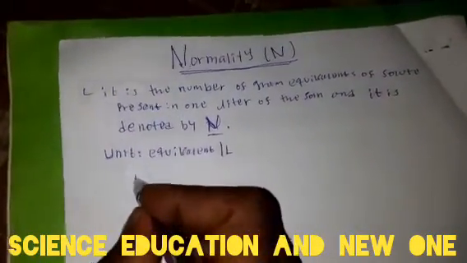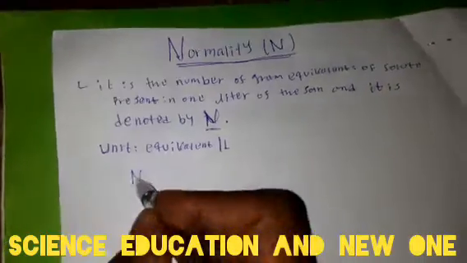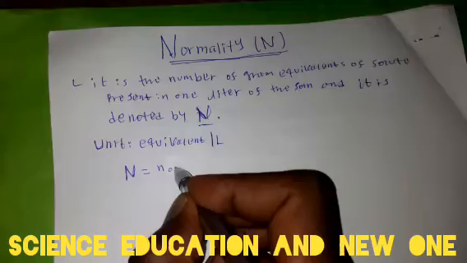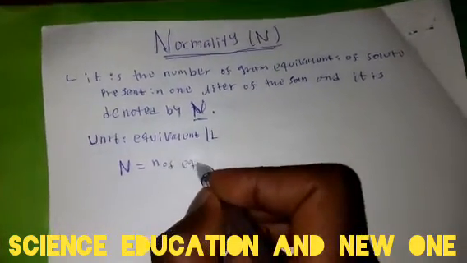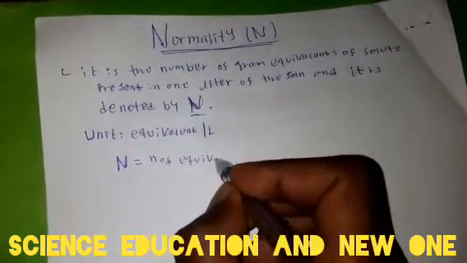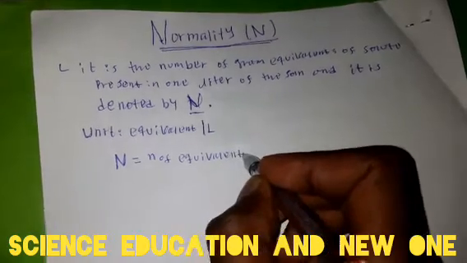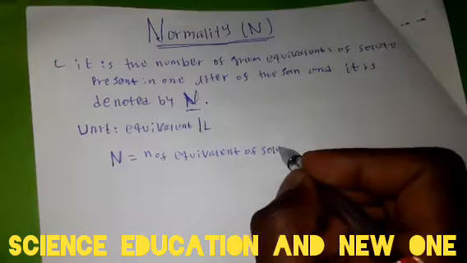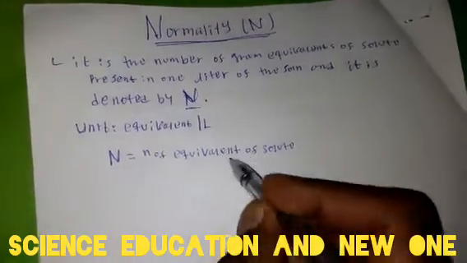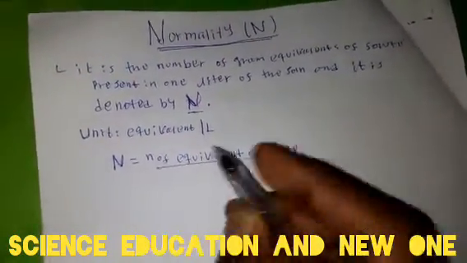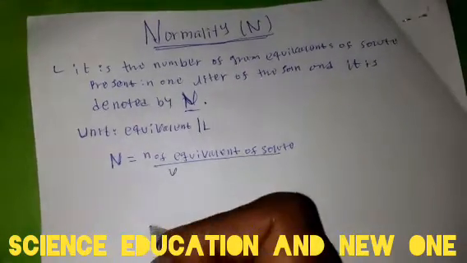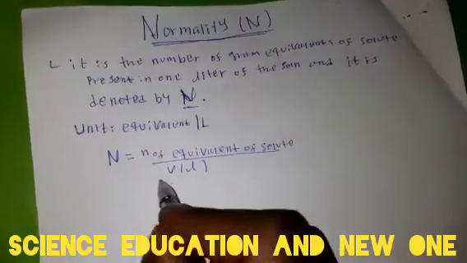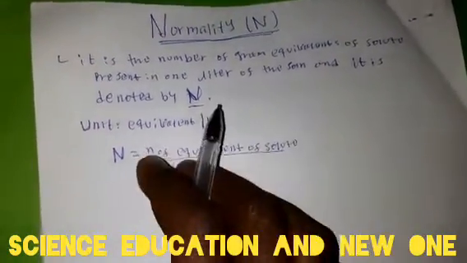Normality is equals to number of equivalent of solute per volume in what? In liter. This is the formula of the normality.